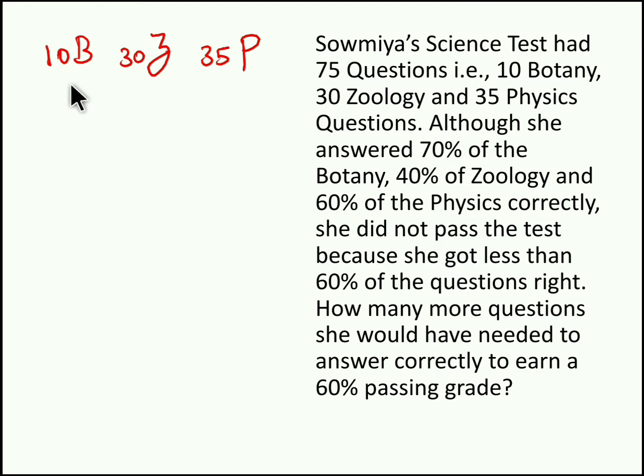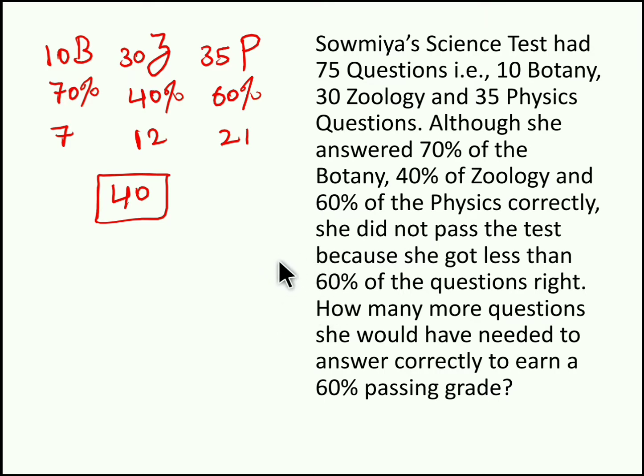Now out of this, Soumya answered 70% of the botany questions correctly. Here this 10 is 100% of the botany questions. From this 100%, she answered 70% correctly, so 70% of 10 is 7. From zoology, she scored 40% correctly. 40% of 30 is nothing but 12, so she answered 12 questions correctly. From physics, she answered 60% correctly, so 60% of 35 is 21. So totally she answered 7 plus 12 plus 21, which is 40 questions correctly.